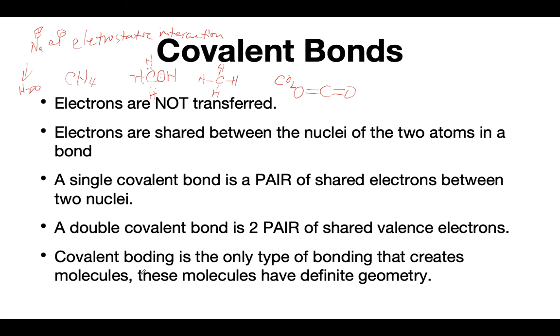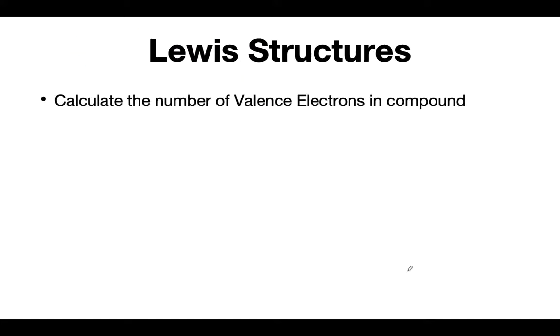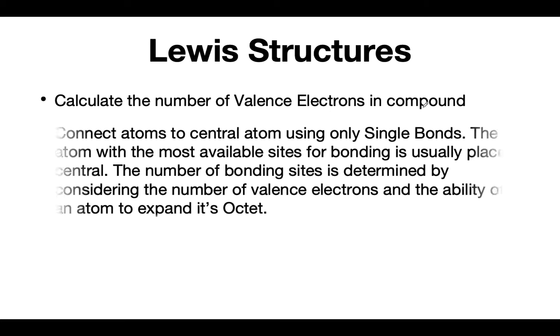So that's how covalent bonding is the only type of bond that creates molecules, and the molecule has a definite geometry. So the question is, what does definite geometry mean? We will look at these geometries by certain rules. That's what we will focus on today, the molecular models that help us figure out what the geometry will be. According to the Lewis structure for any molecule, you can draw the Lewis structure, then calculate the number of valence electrons in the compound. Then you connect the atoms to the central atom using only single bonds.